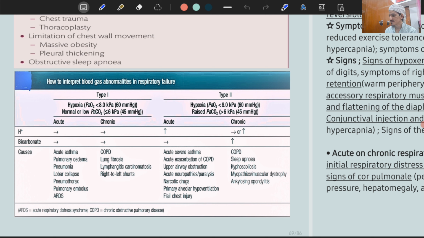Okay, that's about respiratory failure till now. Because it is a lengthy topic, we will discuss further things in the next class.